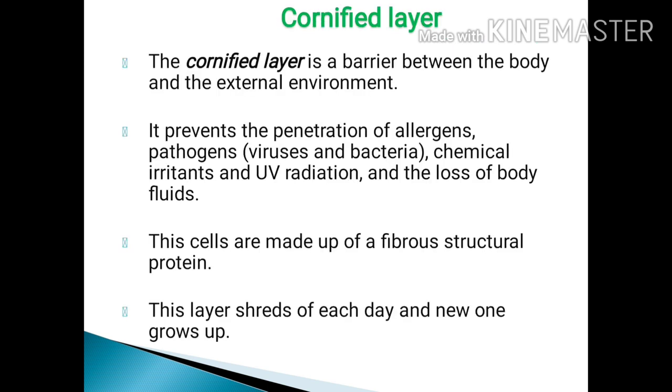Cornified layer. The cornified layer is a barrier between the body and the external environment. It prevents the penetration of allergens, pathogens, chemical irritants, and UV radiation, and the loss of body fluids. These cells are made up of fibrous structural protein. This layer sheds off each day and a new one grows up. It doesn't allow environmental pathogens to go inside our body, and the body fluids cannot go outside.